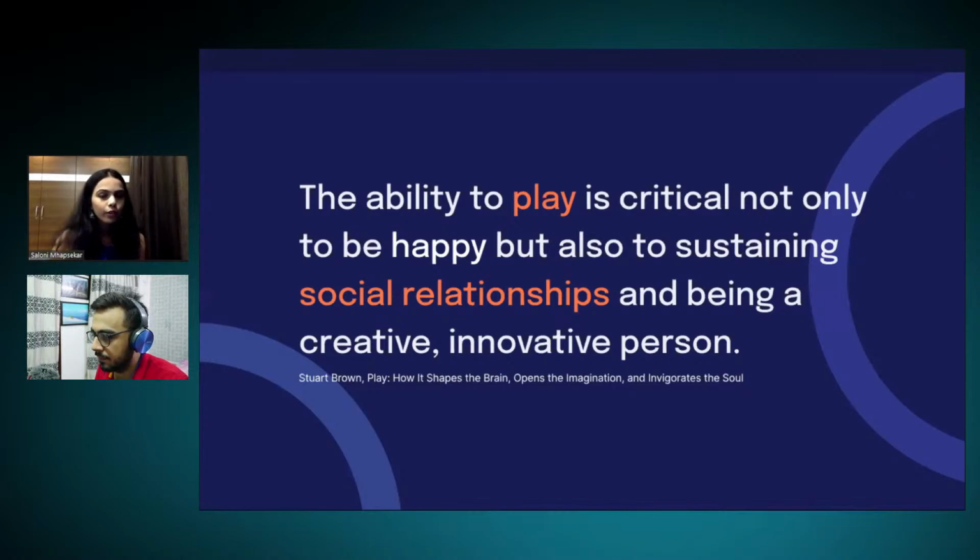Stuart Brown, who is the founder of the National Institute of Play, very beautifully puts it that the ability to play is critical not only to be happy, but also to have a self-sustaining social relationship and be a creative and innovative person. At this point, I realized how vital it is for me to also practice play in my life.